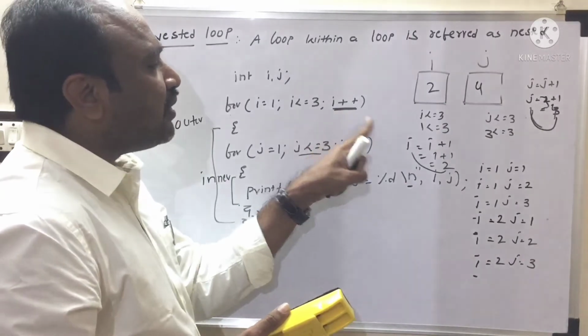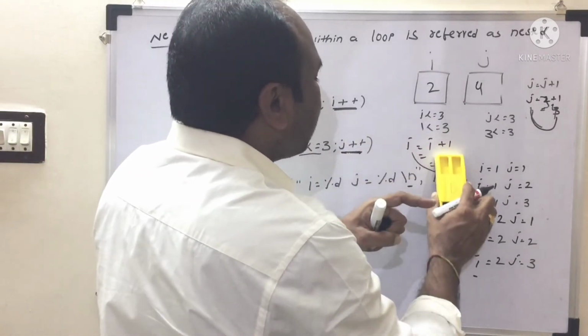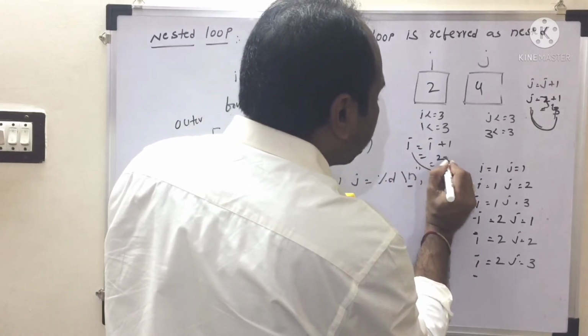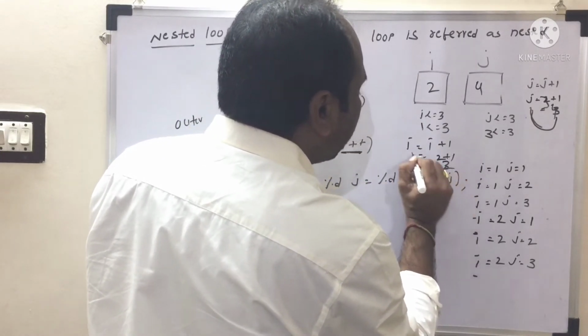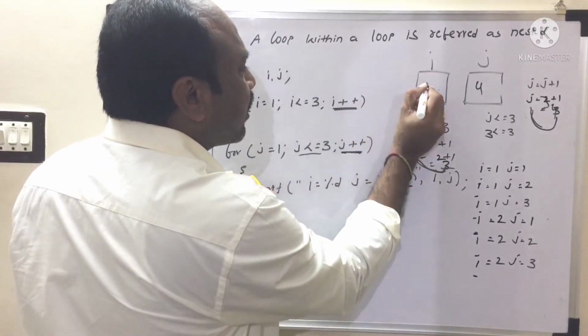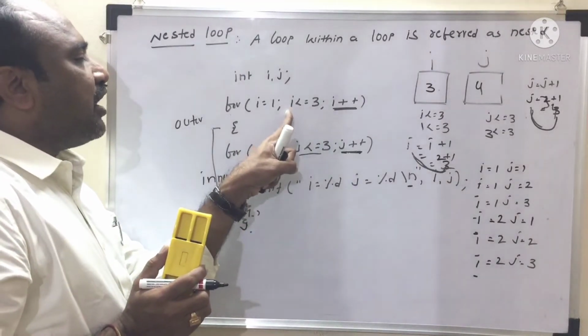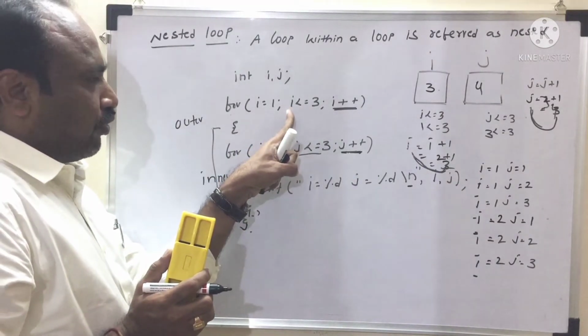Now what is there? I plus plus is there. What is the meaning of I plus plus? I equal to I plus 1. Substitute the value. What is the value of I? 2 plus 1, 3. Where is it stored? Under the name I. Now I value becomes 3.